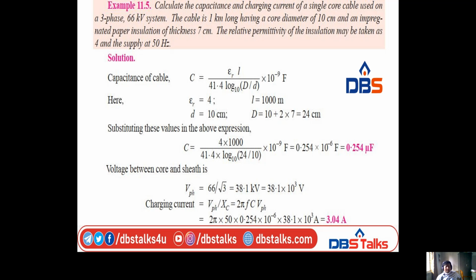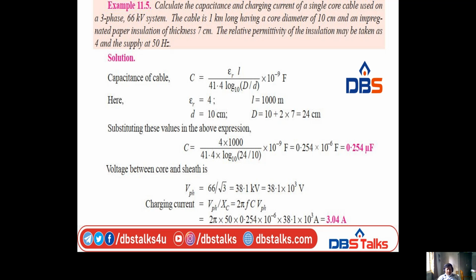So in this problem, you have to determine the capacitance of single core cable. C is equal to epsilon r L by 41.4 into log capital D by small d into 10 power minus 9 farad. Another one, charging current. Charging current is equal to V phase by XC. XC is nothing but 1 by omega C. That is equal to 2 pi F C V phase.